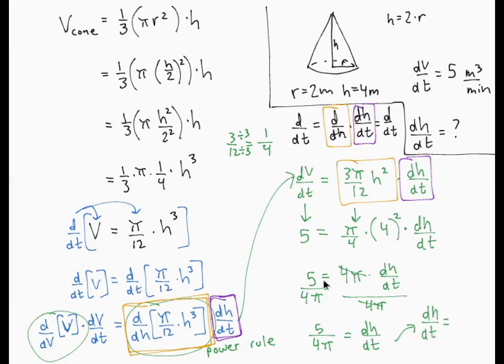Since dV over dt was measured in meters cubed per minute, and the height and radius are both measured in meters, dh over dt will be measured in meters per minute, since height is a length.